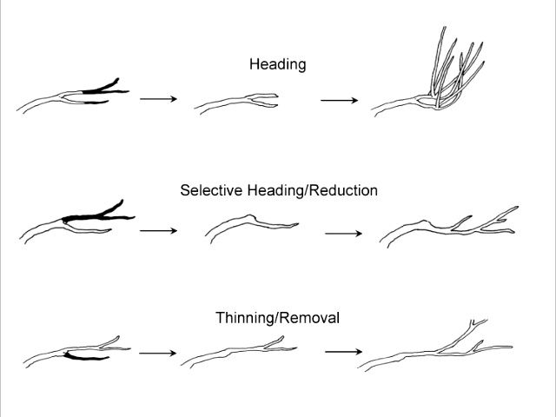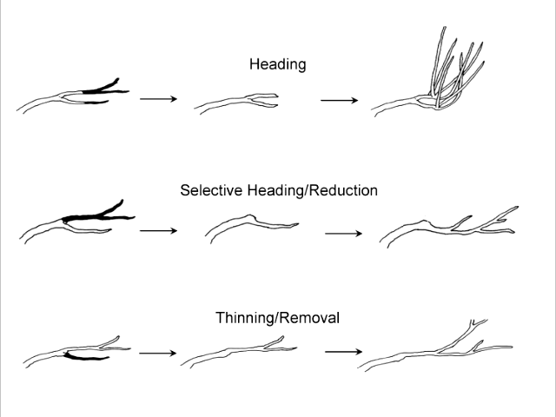The correct way to shorten a branch is called a reduction cut. That's the second one down. And of course, there has to be 2 names for everything in horticulture and arboriculture. And so it used to be called the selective heading cut. Now it's called the reduction cut. And that's actually a pretty good change because it reduces the length of the branch.